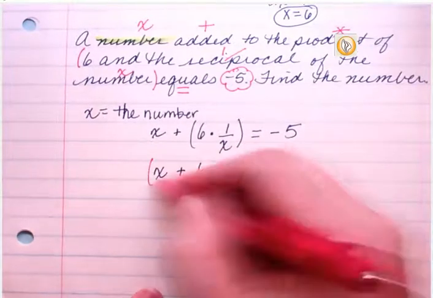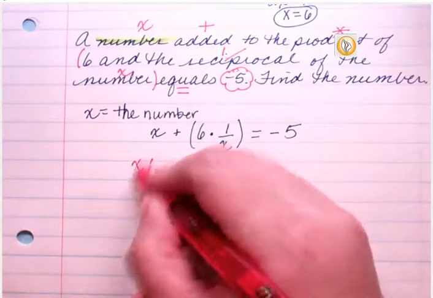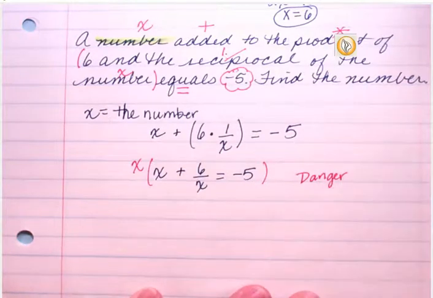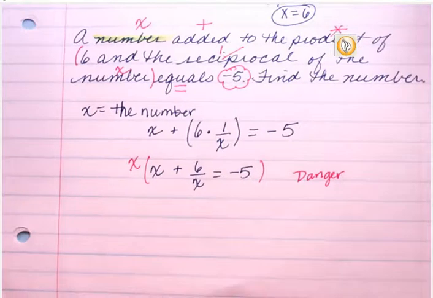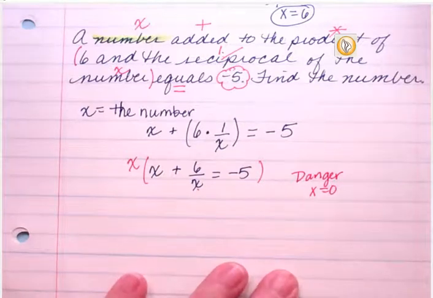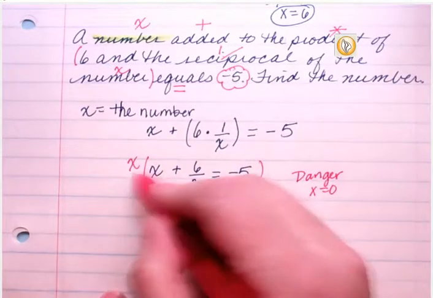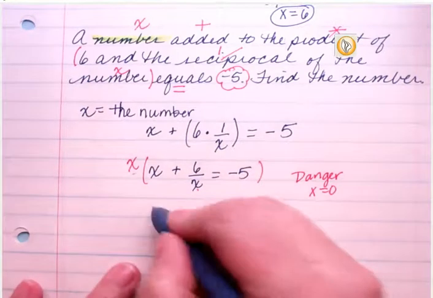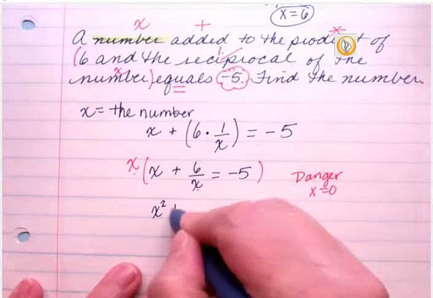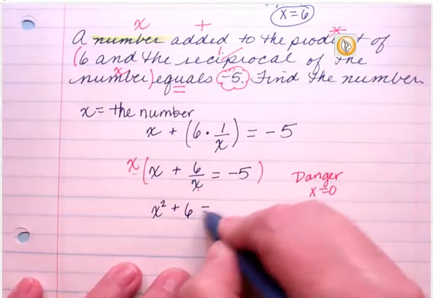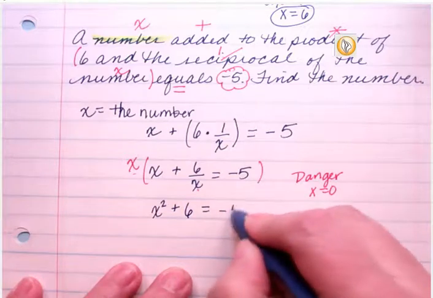Okay, so we're going to multiply everything by our common denominator, which is x. Our danger number, our point where we could have an extraneous solution, would be when x equals 0, because that would be a denominator of 0. So we now have x times x, which is x squared, plus 6 times x divided by x, which is 6, equals -5 times x.